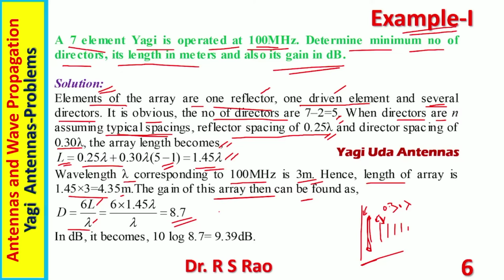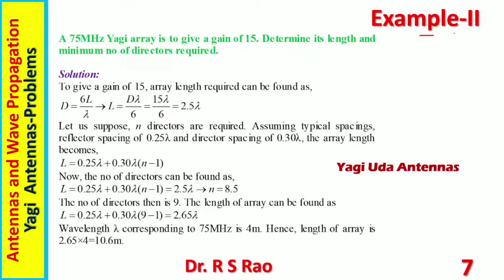It can be expressed in dBs too by applying 10 log over 8.7. It turns out to be 9.39 dB. So all the things that are asked to find, minimum number of directors, length, and gain, all the things are found. We move to another problem, example 2.